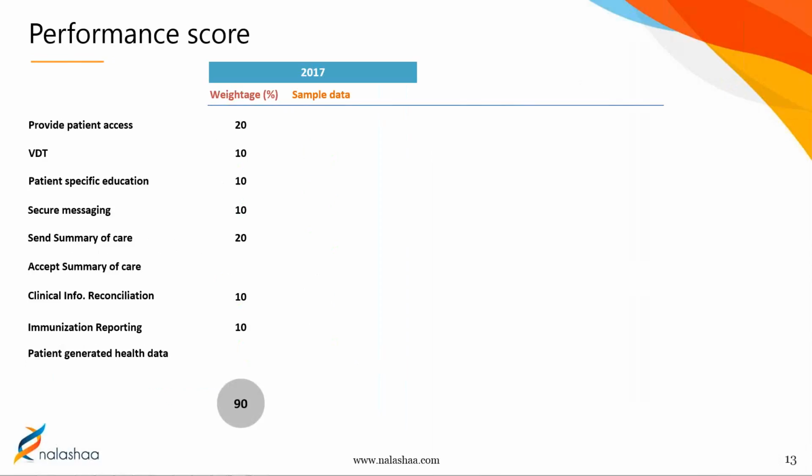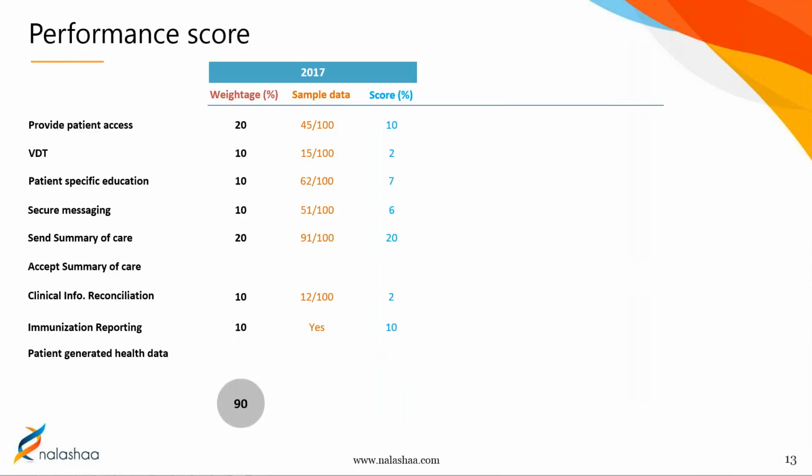Let us have some sample data. Suppose I have a clinician called Jane Doe, who has reported her numerator and denominator counts. So here are her numerator and denominator counts. We do not have a numerator and denominator for immunization. That's because it was a yes-no measure for us in modified meaningful use. Let us see how the scoring is going to get calculated.